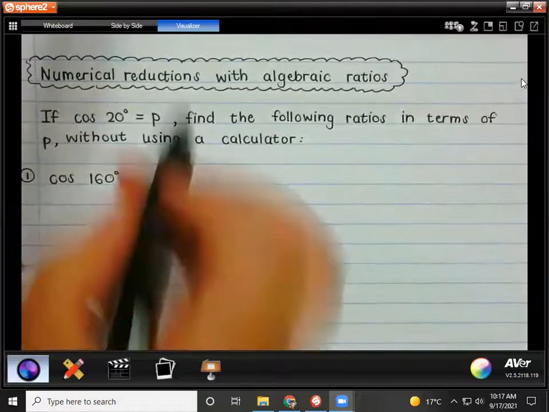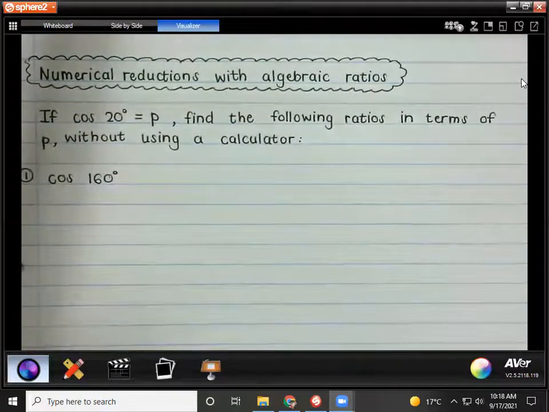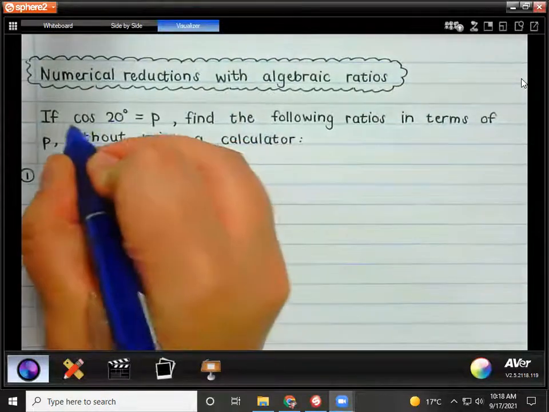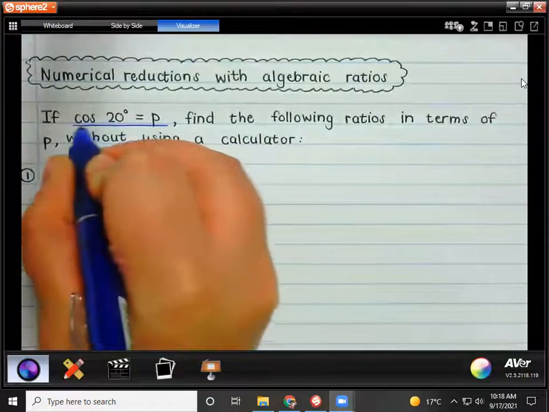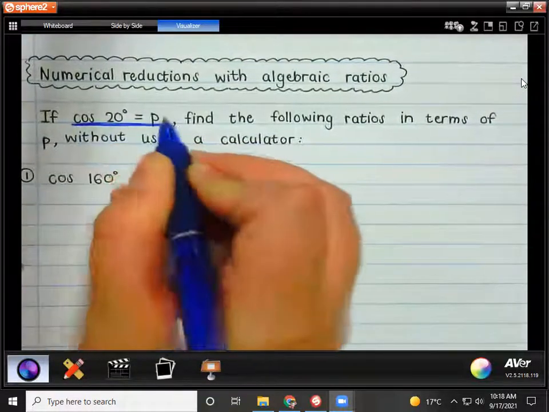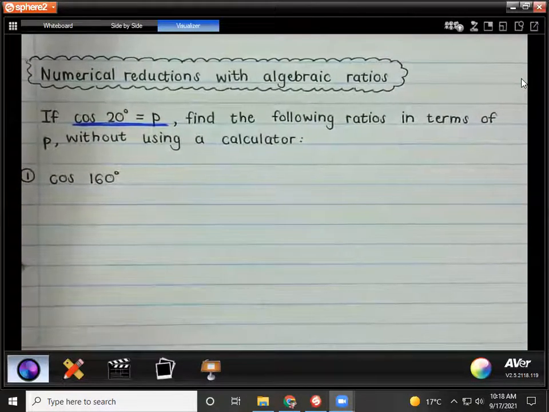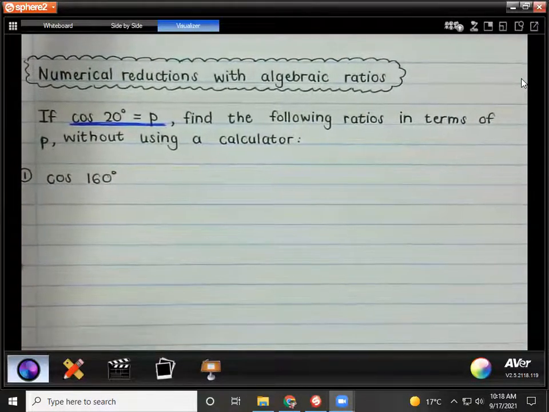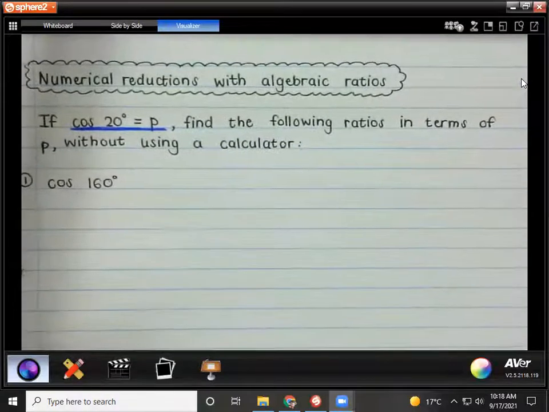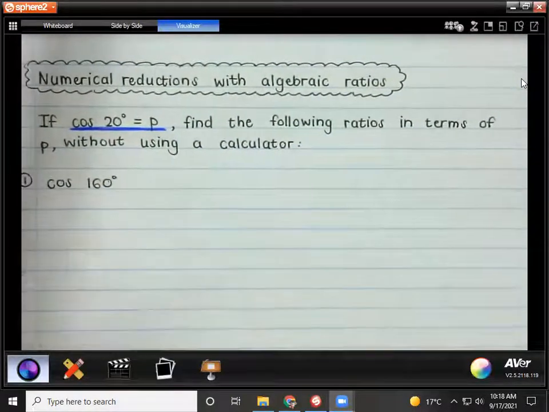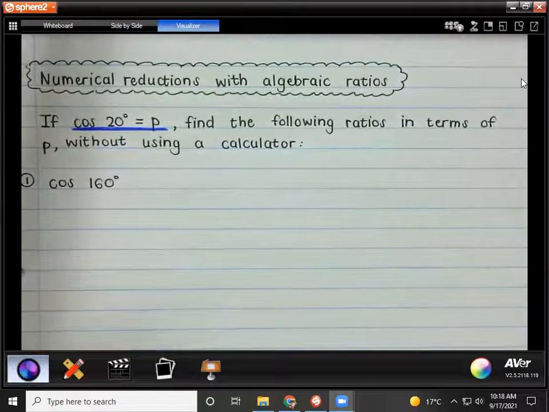All right, cos 20 is P, guys. That's the important thing now. Cos 20 is equal to P. Let's underline that or highlight it. That is what we're going to have to use. So if they're telling us that we need to find the following ratios in terms of P, we're first going to have to rewrite cos 160 as something with a cos 20. And then we can swap the cos 20 for the P.